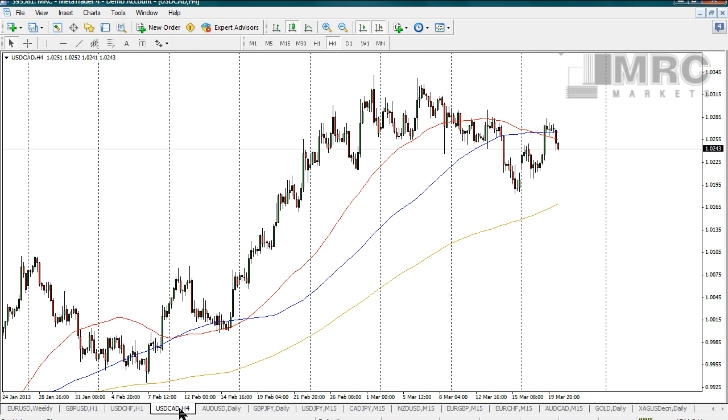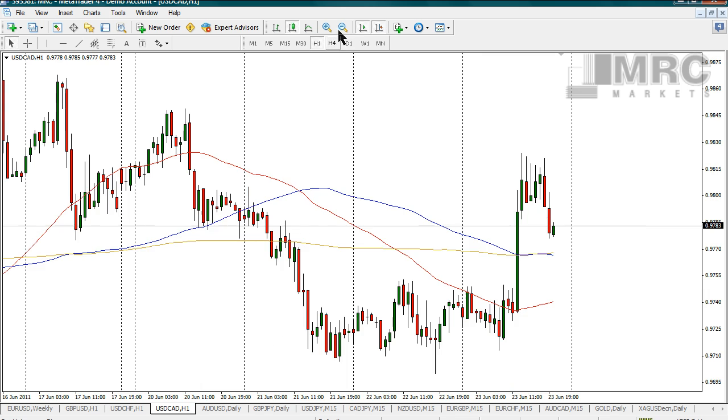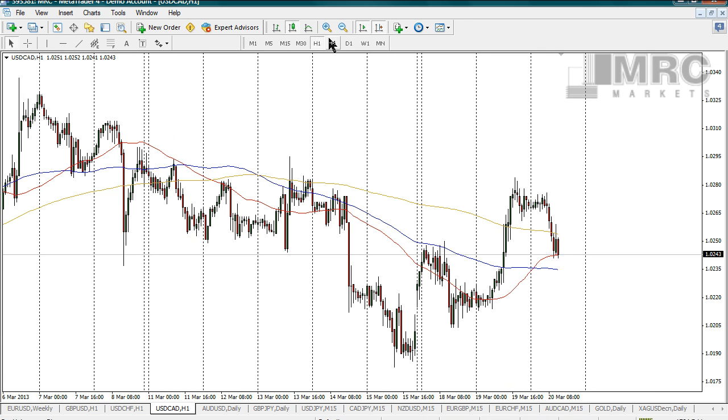Let's have a look at the dollar CAD. Dollar CAD's been a very interesting chart, especially on this 4 hour. If you zoom in there, or maybe let's look at the 1 hour and zoom out. Now let's look at the 4 hour.